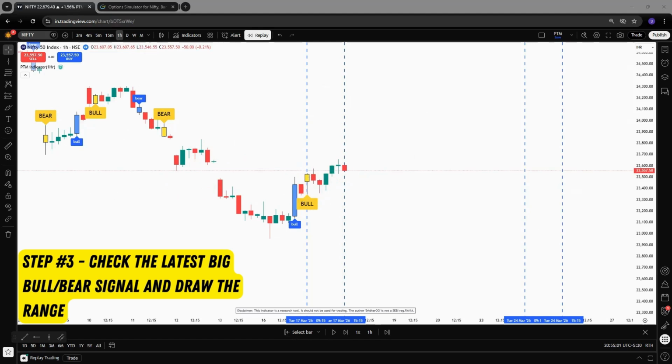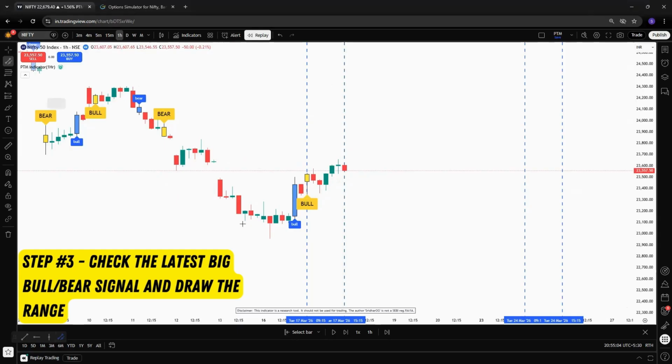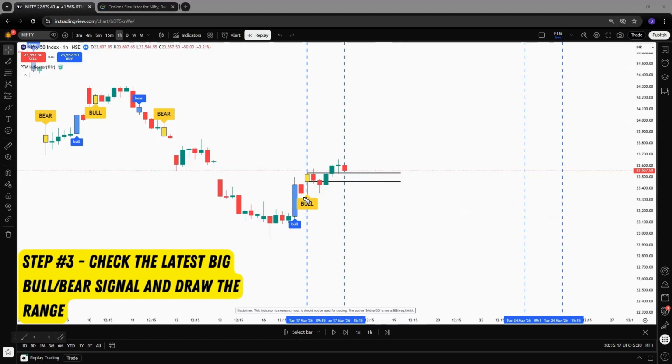So what I must do is draw the range of the candle. Simple. Now, take this note, very important. We are still in step 3. If it is a bull signal, my plan for next week in my last 15 minutes of the day, I have to create a bull put spread. If it is a bull signal.